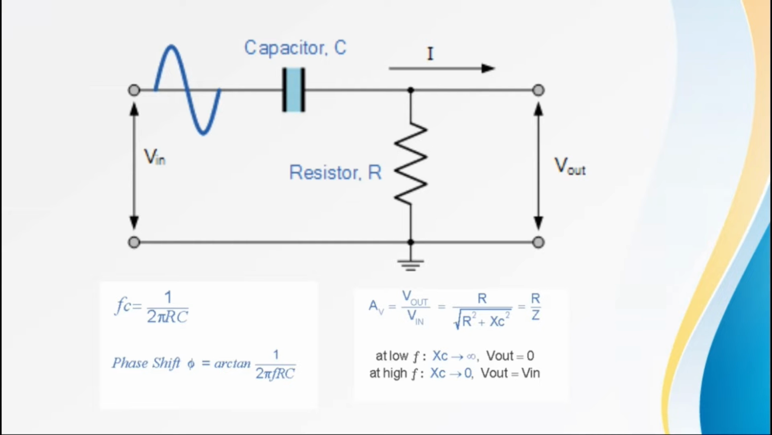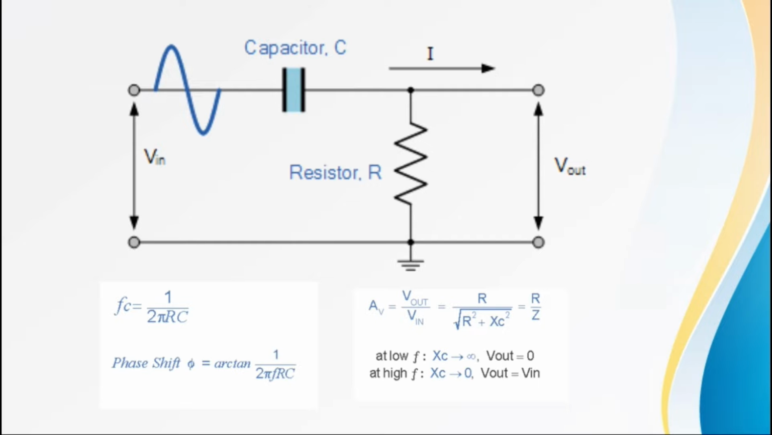To calculate the cut-off frequency, which is FC, we're using the formula FC equals 1/2 pi RC. Besides that, the phase shift theta is equal to arctangent of 1/(2 pi FRC).